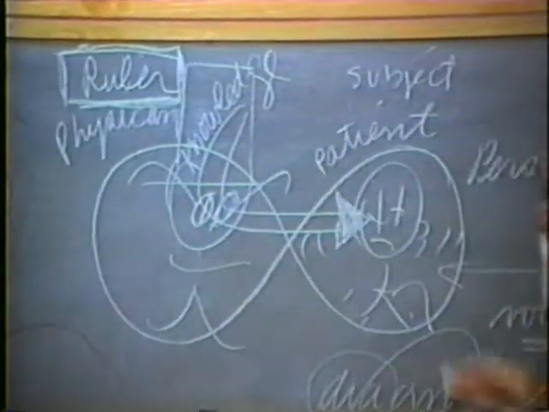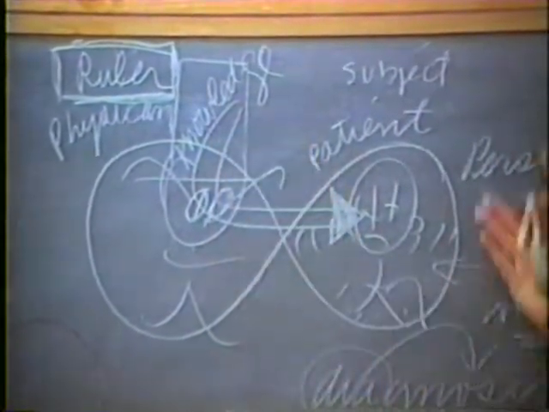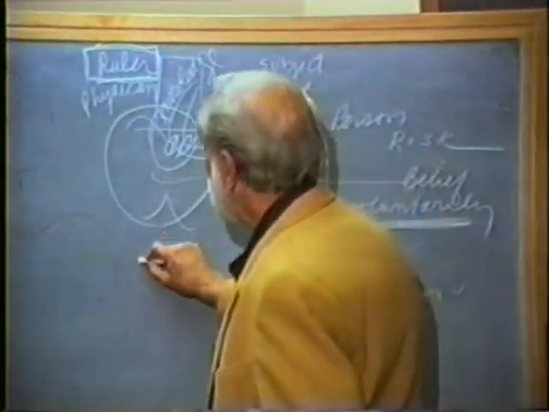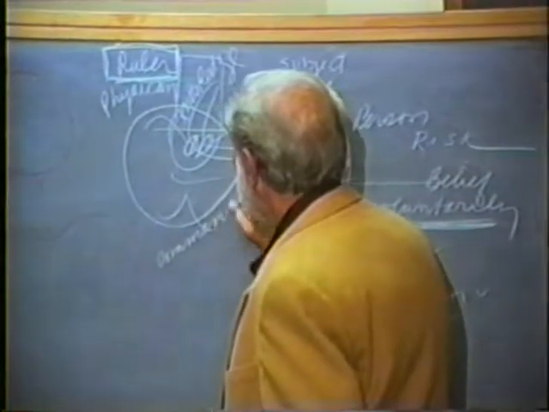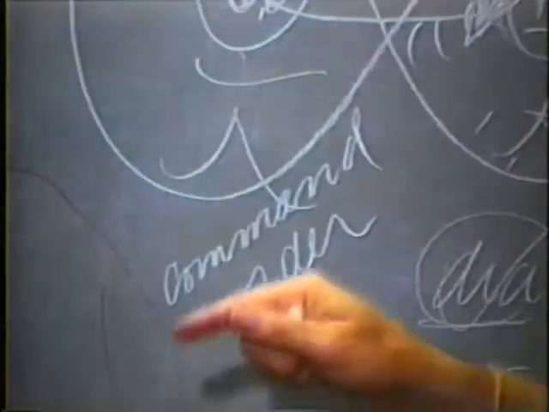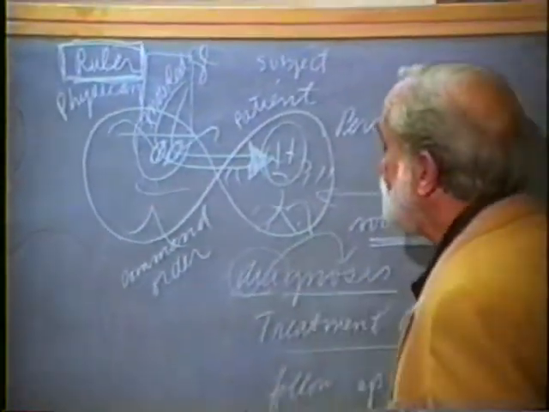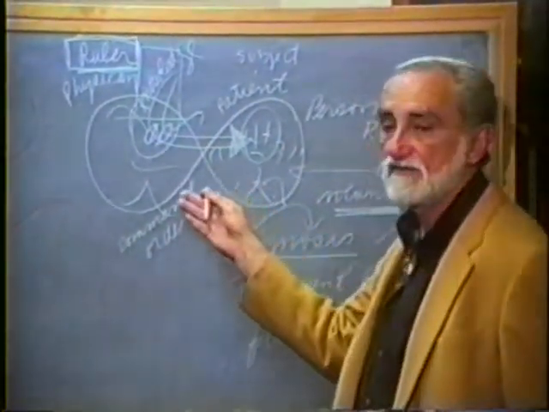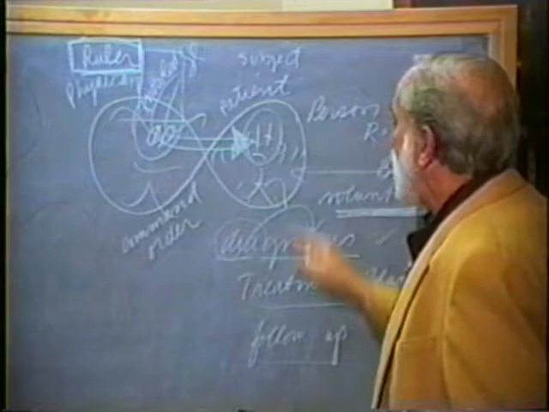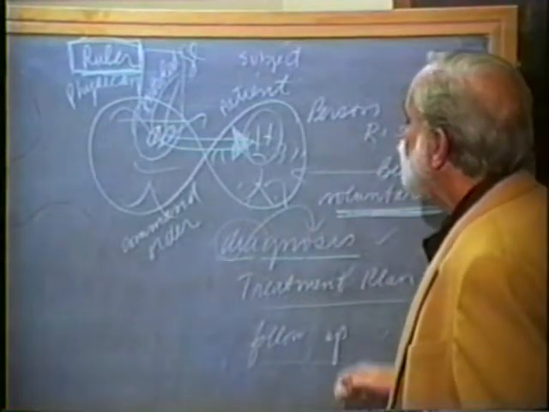And as a result of that, because of his knowledge and because this person entered into the relationship voluntarily, he then has the right to command the subject and order that subject to follow a certain course of behavior. He has the right to say, take this medicine, do this kind of thing. That is his right. It's his right because of the knowledge. Because of that then, he now becomes in the full sense a ruler.